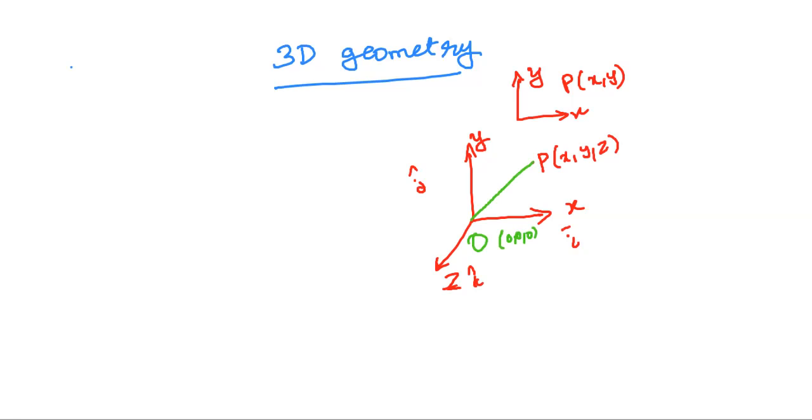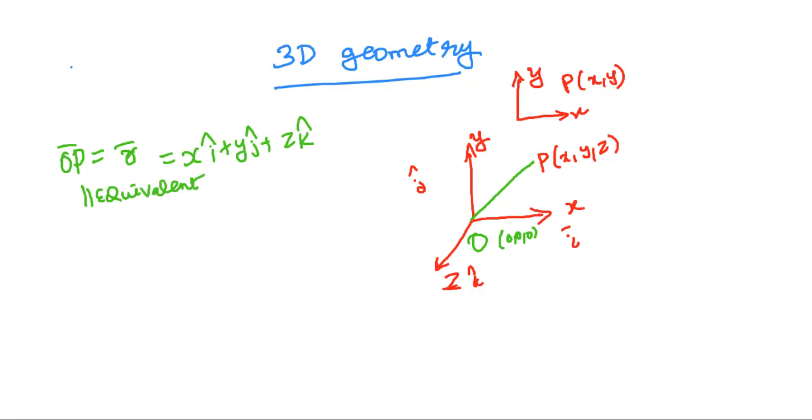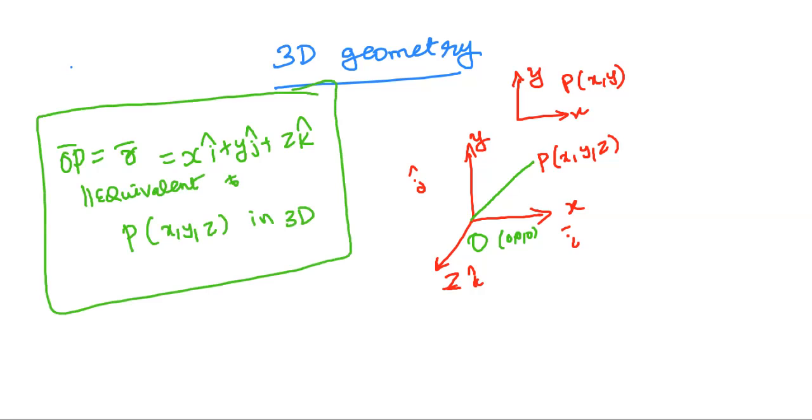So if I join these two, you get your OP bar, which in vectors you are writing as the position vector of the point P, which is xi cap plus yj cap plus zk cap. That is equivalent to the R bar there, which is equivalent to the point P, x comma y comma z in 3D. Therefore, this is one simple relation that can interconvert vector into 3D or 3D into vector. The point xyz is equivalent to the vector xi cap plus yj cap plus zk cap.